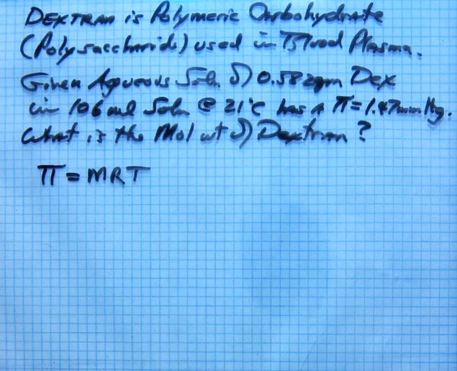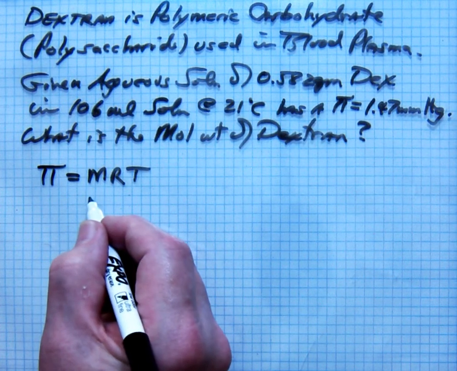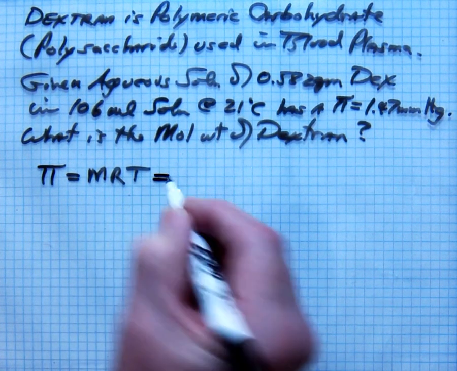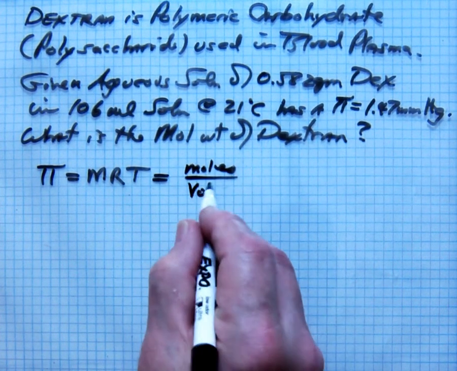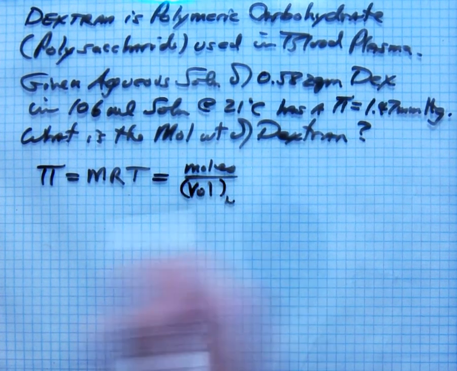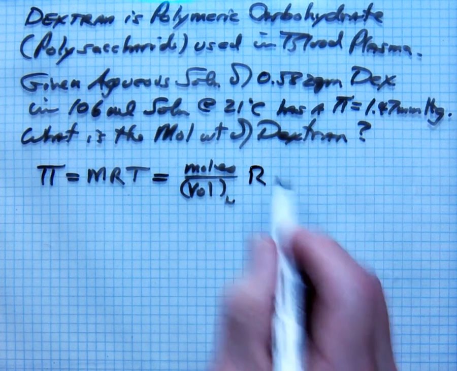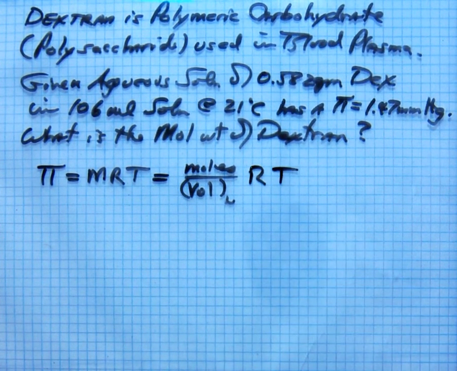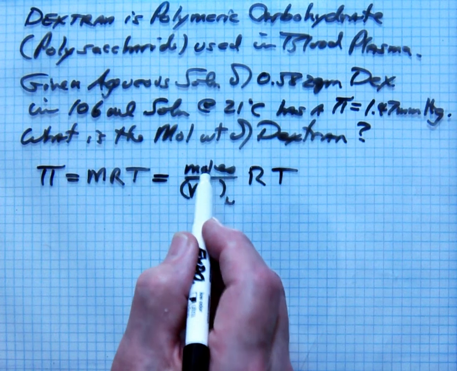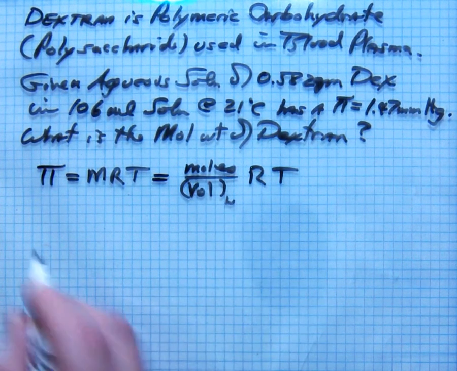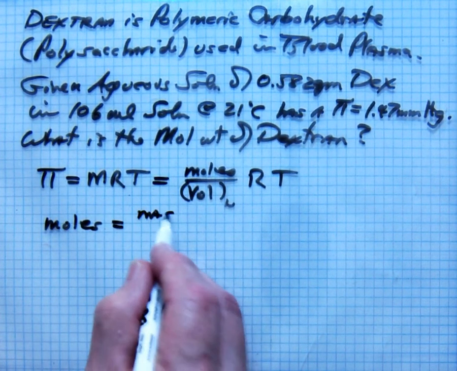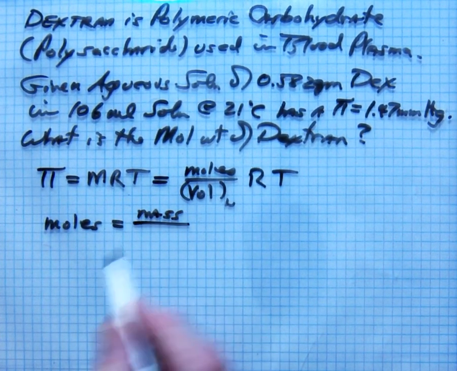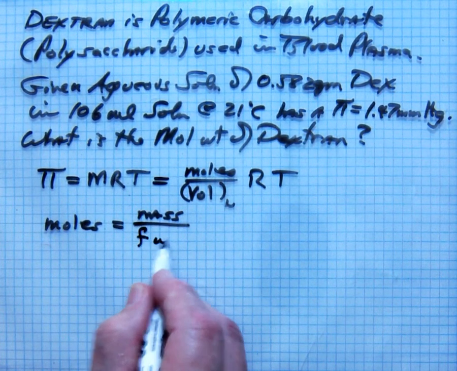Start out with the pi equals MRT. Now, this is molarity. Now, what's molarity? Okay, that's moles of solute over volume of solution expressed in liters, remember? And then you have your R constant and T in Kelvin. Well, what we need to do is find formula weight in this expression right here in moles. And moles, as you recall, is the mass of the solute, or whatever you have dissolved, divided by formula weight.